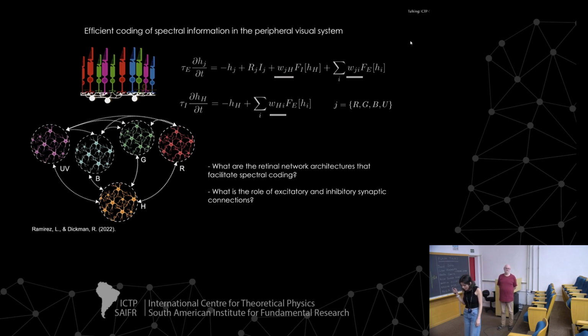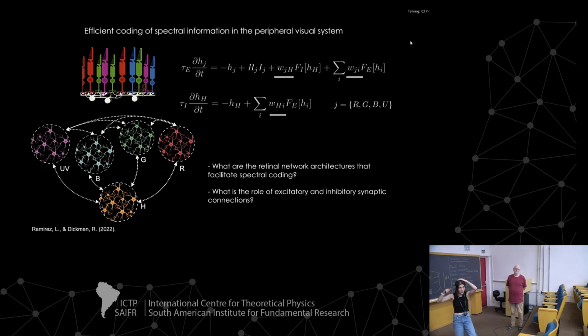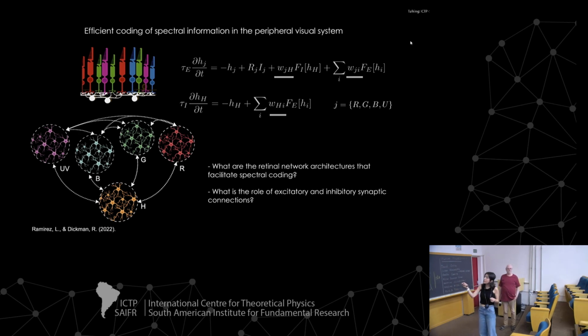These are like sigmoidal functions. So we have a saturating output of our neurons. So yeah, there is no non-linearity here. And then there is also another equation for the evolution of the horizontal cells. This is the horizontal cell equation. Here, the horizontal cells don't get input directly from the external environment.